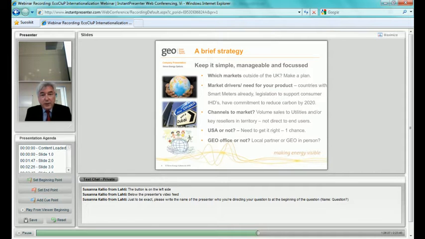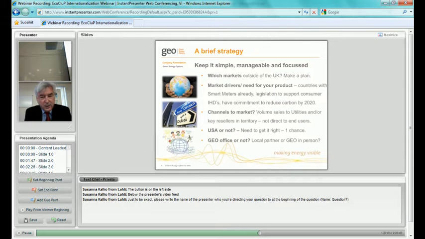When Green Energy Options were wondering which markets they should explore outside of the United Kingdom, they embarked upon a process of identifying, first of all, what are the market drivers and where are they that are appropriate for Green Energy Options products. In that respect, countries that have smart meters already or are about to introduce them, that have legislation to support consumer in-home devices, as we have here in the UK, and of course within the European Union in particular, have a commitment to reduce carbon emissions by 2020.